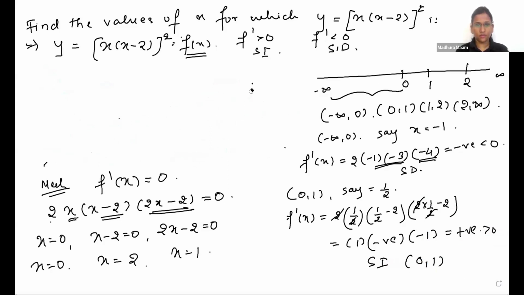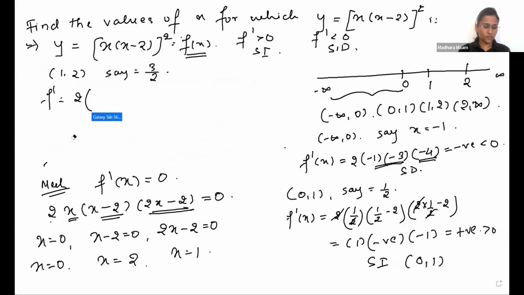What is next one? 1 to 2. Okay. So 1 to 2 nalli, which value I can take? Can I take 1.5? Yes, ma'am. 3 by 2. Okay. So f dash was 2 into x.